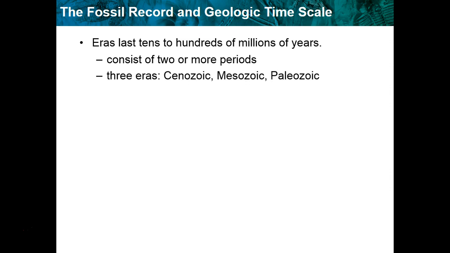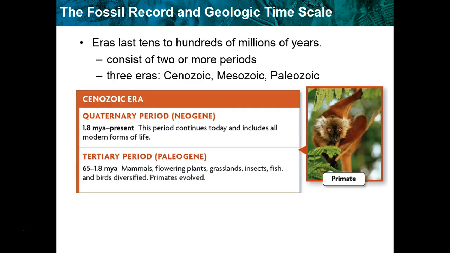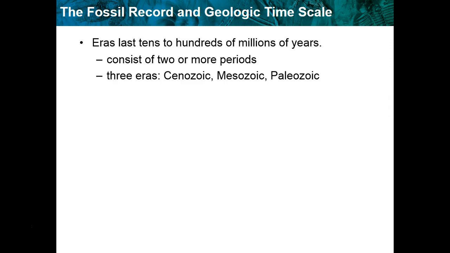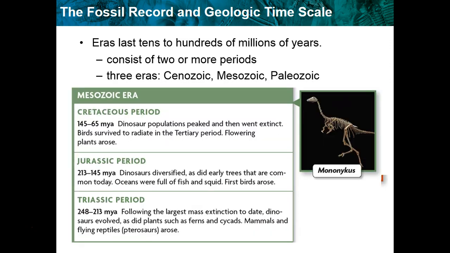We have 3 major eras in Earth's history: the Cenozoic era, the Mesozoic era, and the Paleozoic era. And they are characterized with particular periods. The Cenozoic era is the most recent. It contains the Quaternary period, or the Neogene, and the Tertiary period, or the Paleogene. And you can see some of the organisms that exist in the Cenozoic era. Then we have the Mesozoic era, which contains the Triassic period, the Jurassic period, and the Cretaceous period. This is when the dinosaurs roamed the earth.